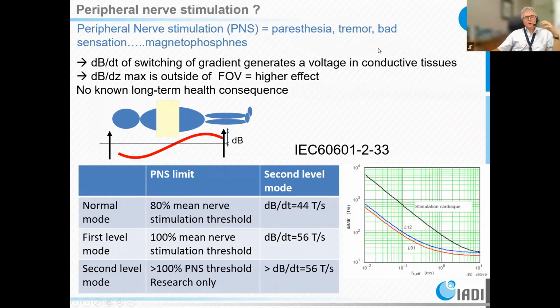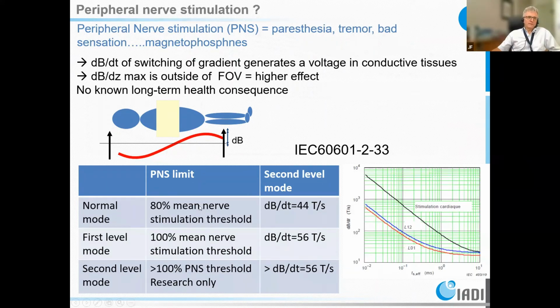This means that you will create some extra voltage in the patient. This is called peripheral nerve stimulation, and you can have some tremor or bad sensation, magnetophosphenes, and so on. This is always because you switch the gradient of magnetic field very fast. If you have a smaller field of view, you have more gradient and more dB/dz inside the field of view, and outside the field of view, where you have the legs and so on, you have stimulation. So again, you have to follow some regulation.